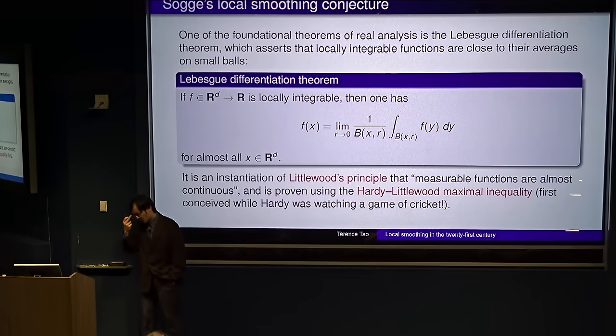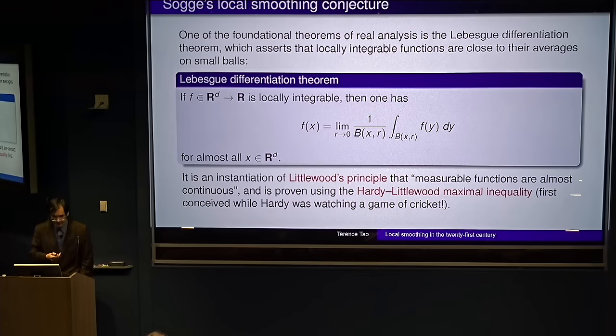There were other estimates that people wanted but couldn't prove. So there's something called Sogge's local smoothing conjecture, which only got solved a few years ago. So that's the 21st century component.